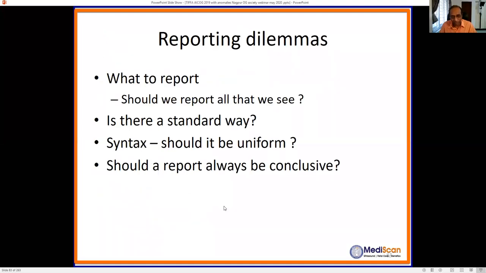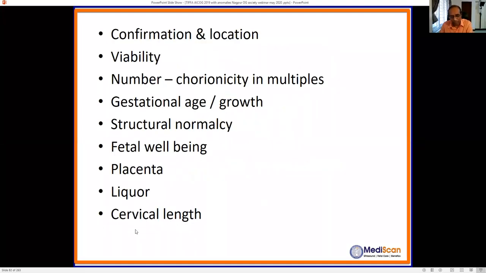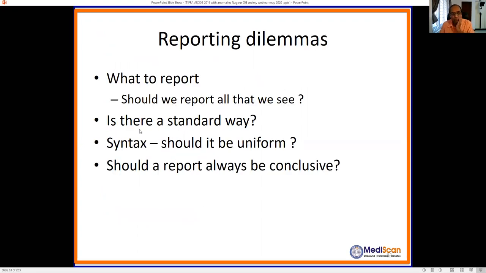Important thing is, in the second trimester scan, always measure the cervical length. That should become part of routine. Now, should we report all that we see? Is there a standard way? The syntax, should it be uniform? And should a report always be conclusive?